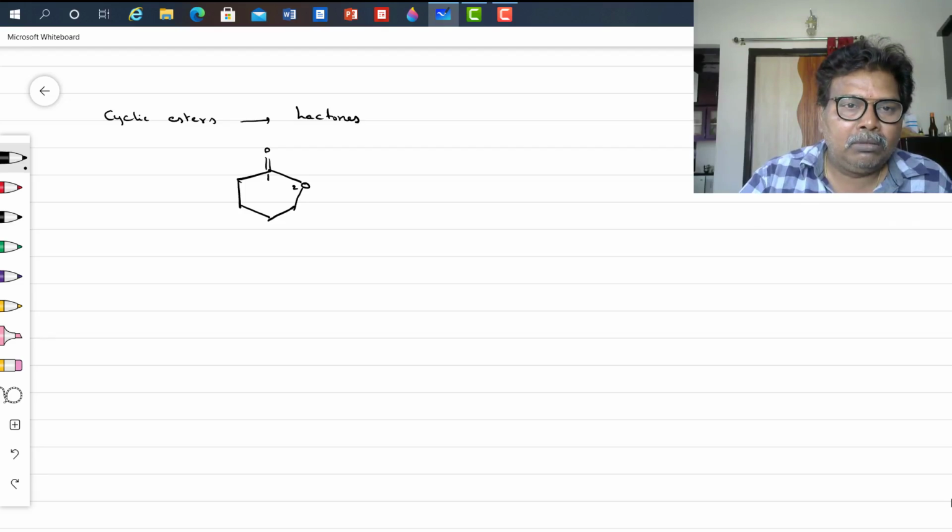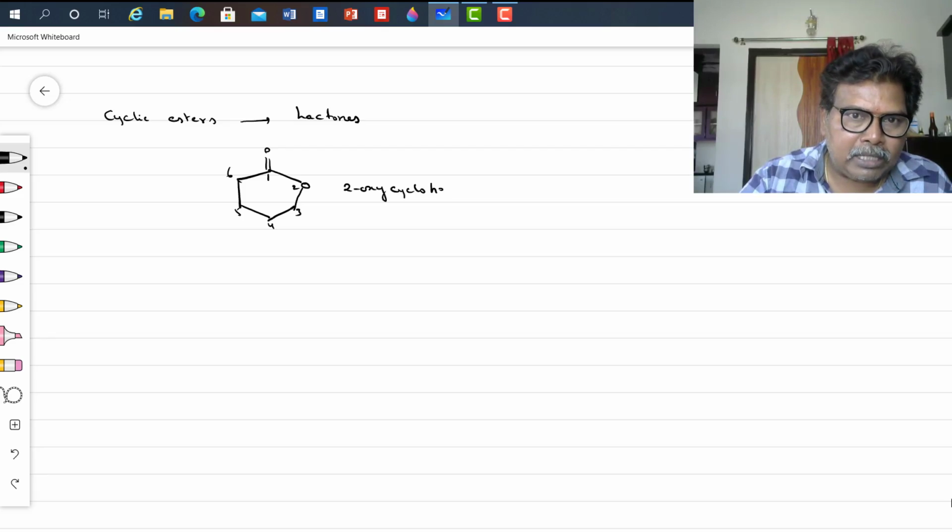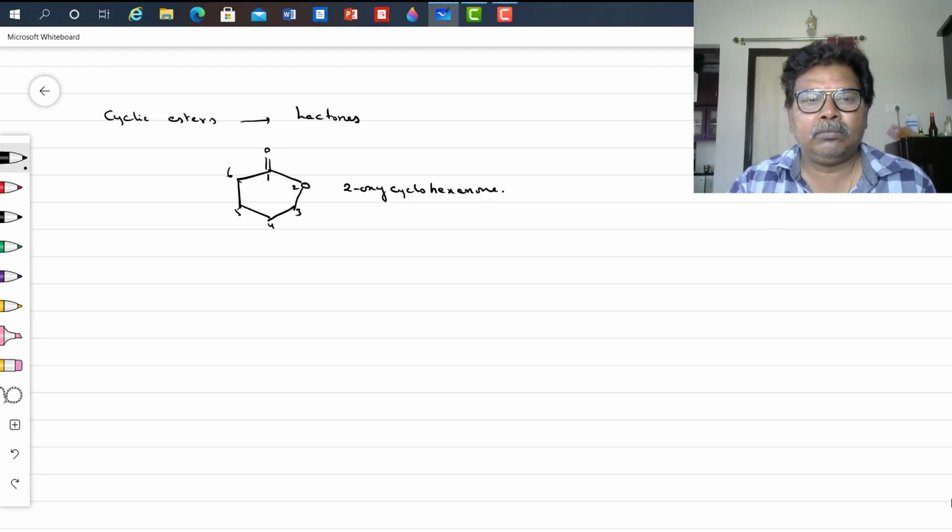So 1, 2, 3, 4, 5, 6 carbon atoms are there. So it is called 2-oxy cyclohexanone. So this is treated as oxy. This is treated as ketone.